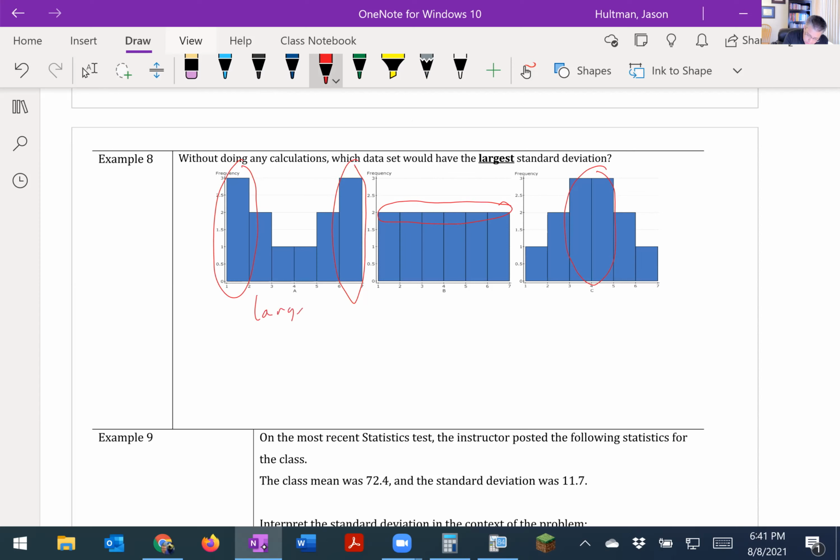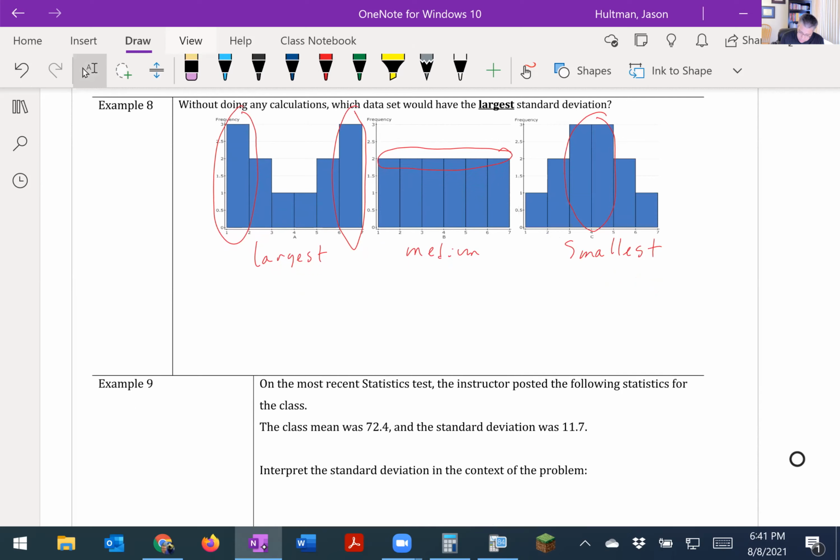The one where everything was the same would have a medium standard deviation, and it would have the smallest standard deviation of these three if it's all bunched in the middle. This means that a lot of data is in the middle. And so that's how we would do that one.